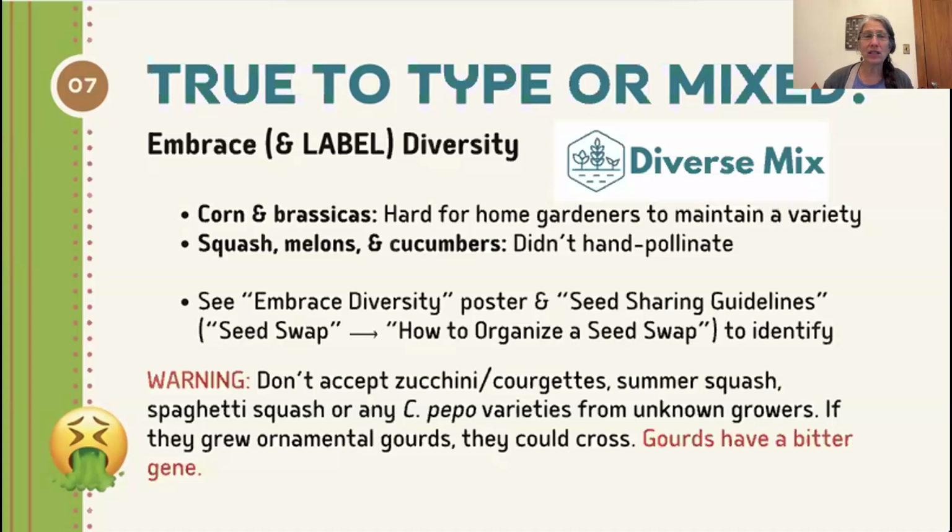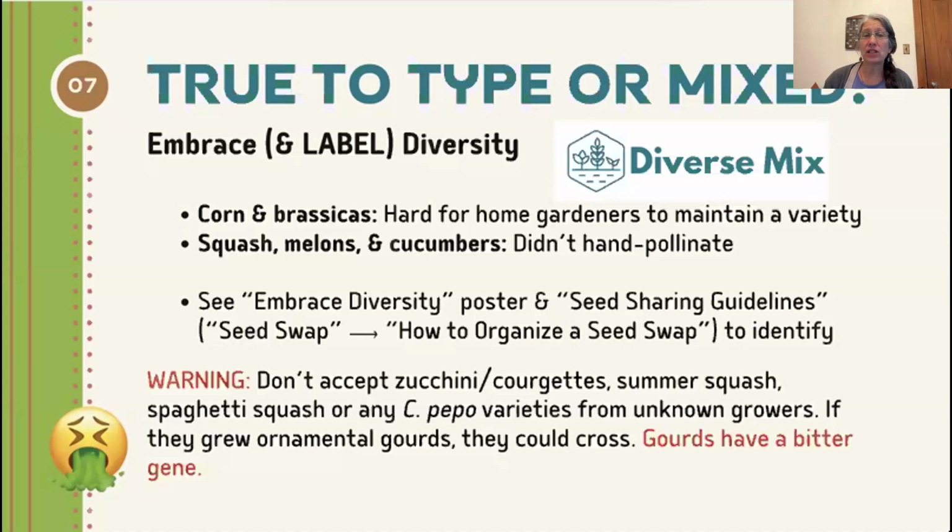So corn and brassicas, brassicas being broccoli and kale and collards. Corn is wind pollinated. The pollen can travel for like half a mile, maybe not as much in an urban space because there are houses and stuff, but it can still travel quite a distance. Brassica is insect pollinated. Those insects will go and find your plant. So those are really hard to maintain a variety. We accept them, but we just label all of them diverse mix.